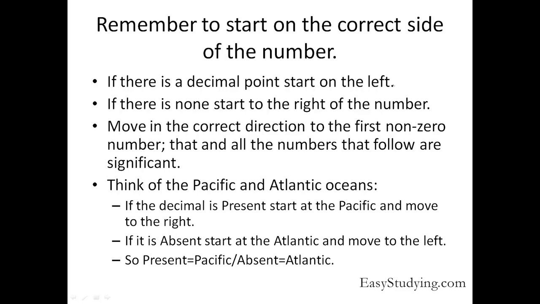So if the decimal is present, hence Pacific, present Pacific, you start from the left and move to the right. If the decimal point is absent, hence absent Atlantic, they go together, you start from the Atlantic, which is on the right side of the United States, and you move towards the left. So present equals Pacific and absent equals Atlantic.